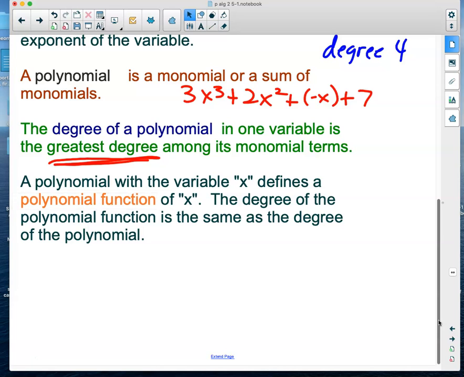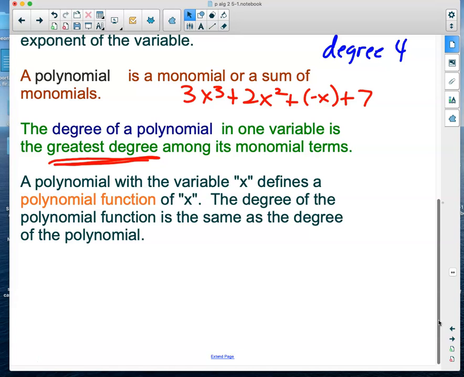A polynomial with the variable x defines a polynomial function of x. And the degree of the polynomial function is the same as the degree of the polynomial. So whether it says y equals 3x cubed plus 2x squared minus x plus 7, or it says f of x equals 3x cubed plus 2x squared minus x plus 7, makes no difference. It could be a polynomial, it could be a polynomial function. We want to find the highest power of the variable.